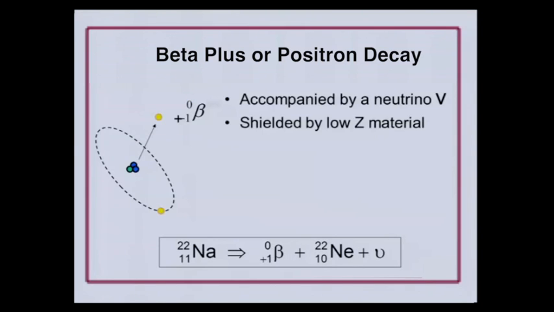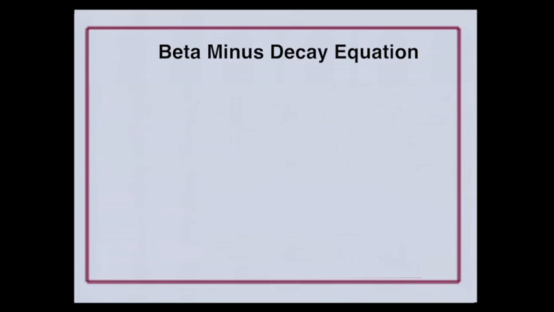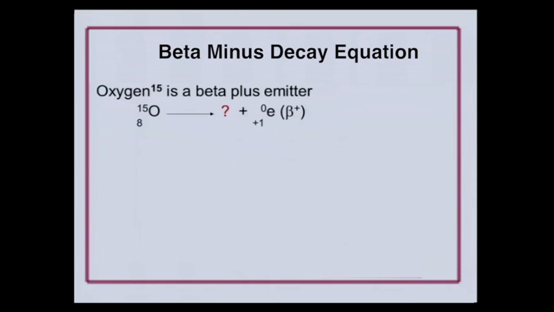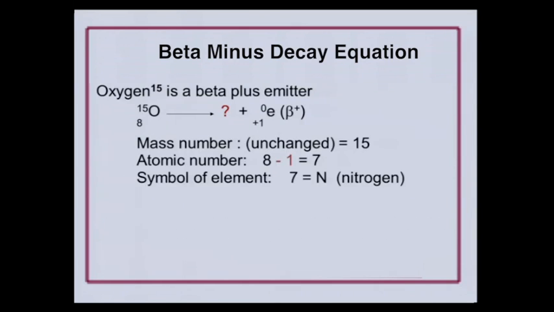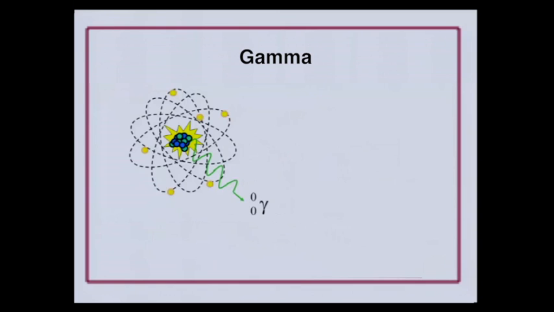Same shielding characteristics, low Z material, and high Z material again would also cause, except in this case it would push it away, causing it to again slow down and cause the bremsstrahlung. The equation, just to make sure we get that in there, same process is followed. And do not forget the neutrino for the beta plus.